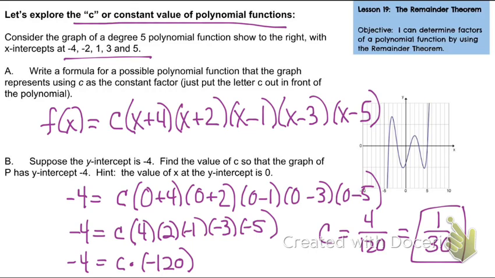And if you were to plug that equation into decimals, 1 over 30 times x plus 4 times x plus 2 times x minus 1 times x minus 3 times x minus 5, and graph it, it would look just like that. Okay, we're done for now.